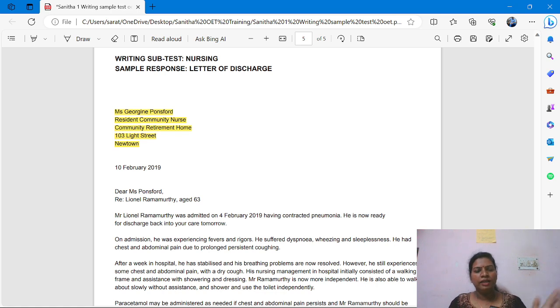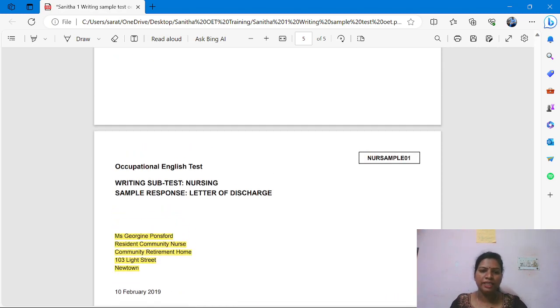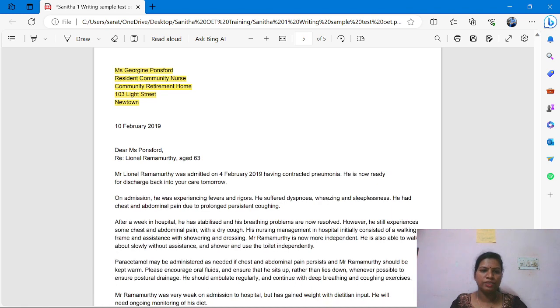After that, write the salutation. Start with Dear, then title, then surname. Dear, the title is Miss, then you have to write the surname. What is the surname? Ponsford. Then you have to put a comma there.